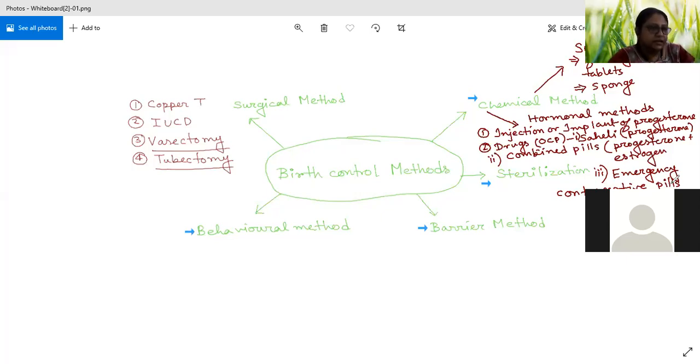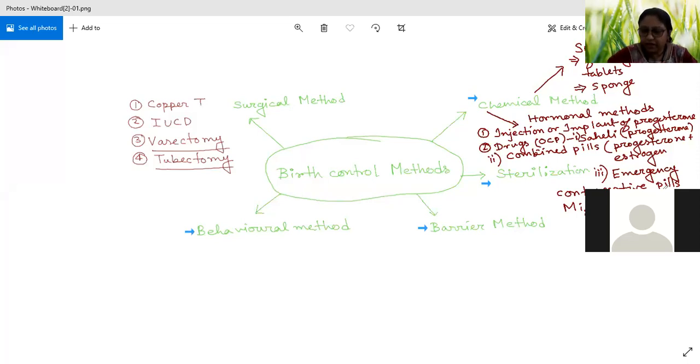Previously, too frequent ads of this emergency contraceptive pill were visible on television, but later on, it was found out that it has too many side effects. Basically, it has a chemical that prevents the implantation of the embryo into the uterus.